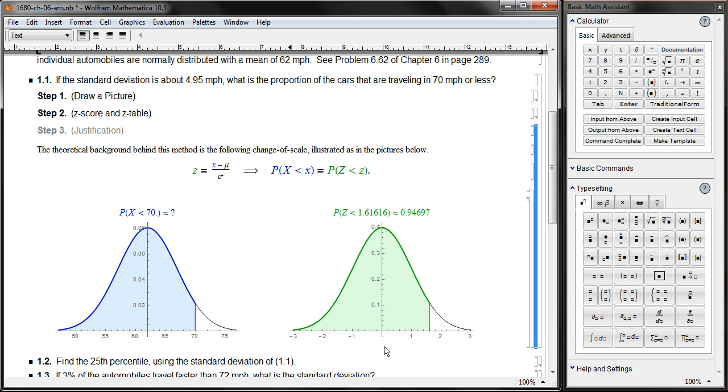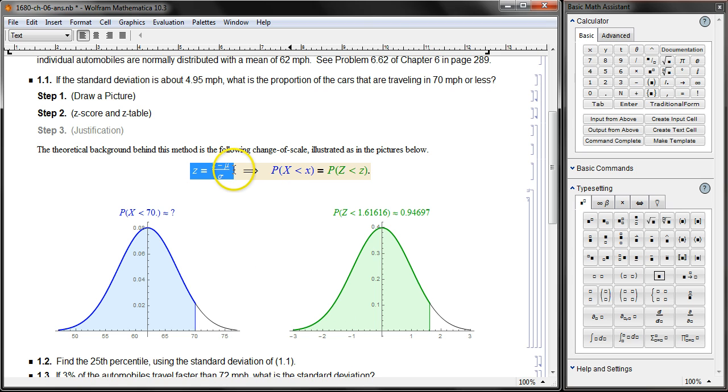Here, right hand side, we have exactly the same picture, colored differently in green, but centered at 0, and the standard deviation in this case is 1, whereas this one has standard deviation 4.95, and it begins at 1.616 something, the z-score. This blue area and this green area are the same because the z-score is nothing more than a kind of rescaling.